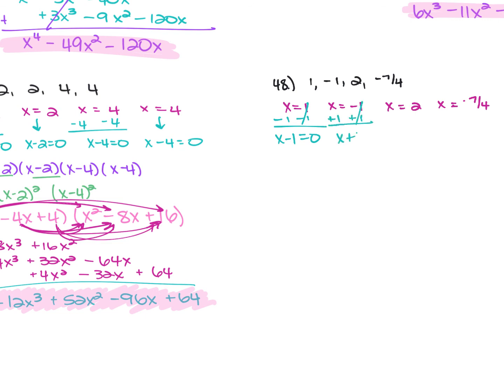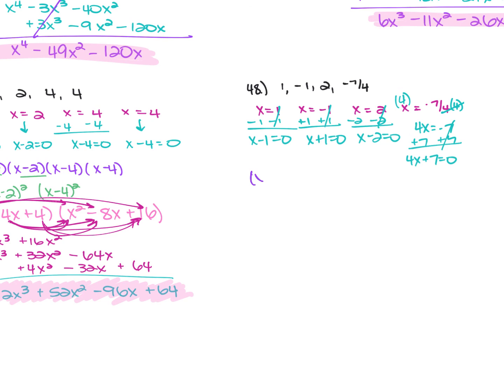You get x plus 1 is equal to 0. For x is equal to 2, subtract it from both sides. You have x minus 2 is equal to 0. Then with the x is equal to negative 7/4, multiply each side by the 4. You have 4x is equal to negative 7. Then add your 7 to both sides. So that way you have 4x plus 7 is equal to 0. If you write these all out as binomials, it's going to give you x minus 1 times x plus 1 times x minus 2 times 4x plus 7.